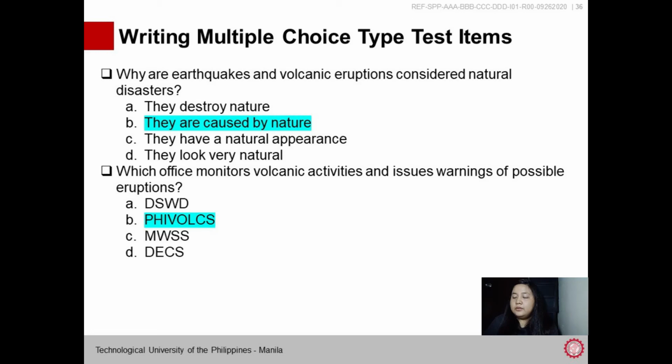So, next, why are the earthquakes and volcanic eruptions considered natural disasters? They destroy nature. They are caused by nature. They have natural appearance. They look very natural. So, dito sa tanong na to, medyo tricky siya kasi parang pare-parehas lang sila, di ba? Or meron silang root word na nature, which is nagpapagulo sa students. But if the students were able to understand yung na-review niya, hindi lang minemorize, maiintindihan niya tong question na to. So the answer is they are caused by nature.